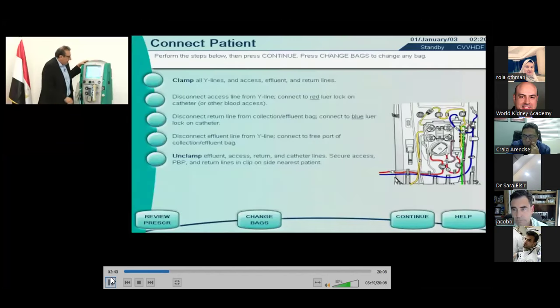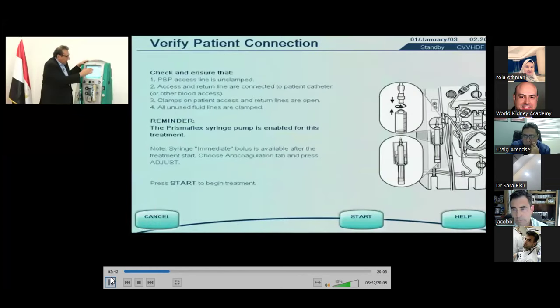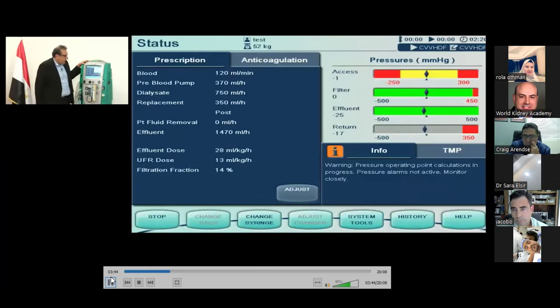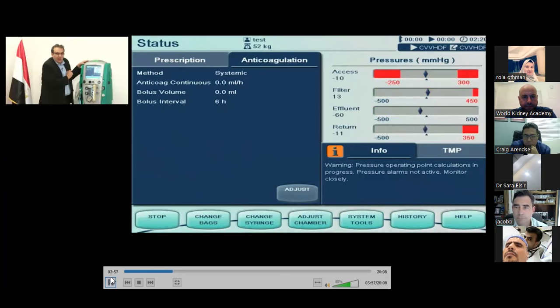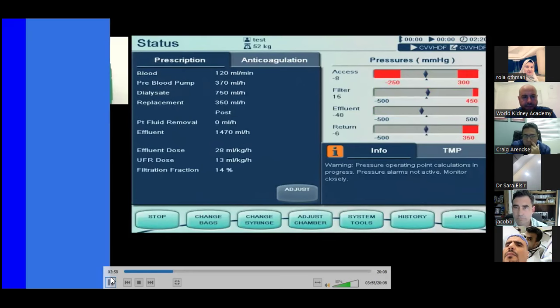Continue, and of course, this is now where we start connecting the patients. Here is the main screen. As you can see, all the parameters on the main screen. You can see here all the pressures and the parameters with, of course, zero anticoagulation for that case.